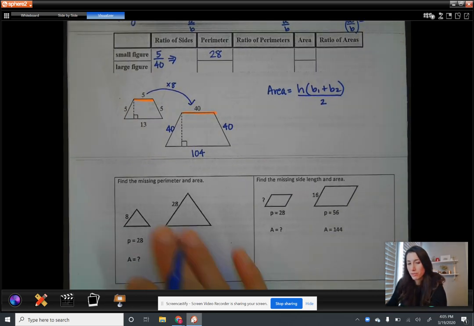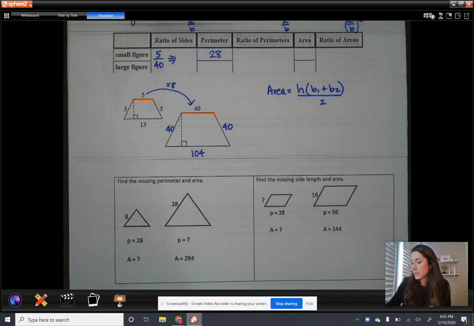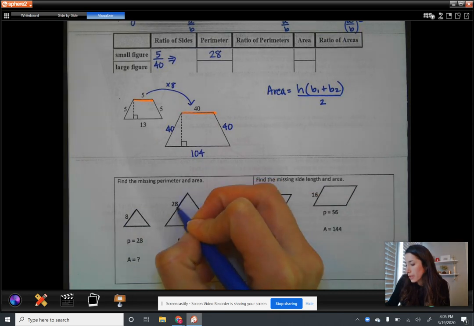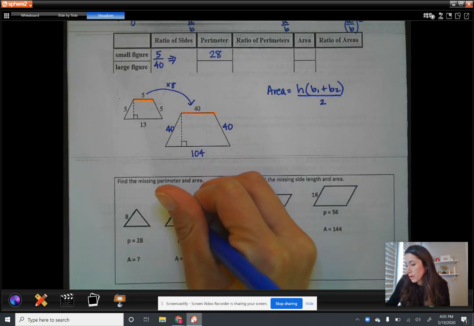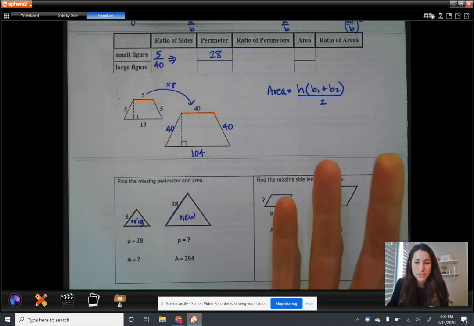So let's go ahead and just move on to this section. We're finding the missing perimeter and areas of each of these figures. So we have our two side lengths to compare. Let's just call this figure the new one and this one the original one. Usually I just say the one on the left is the original.